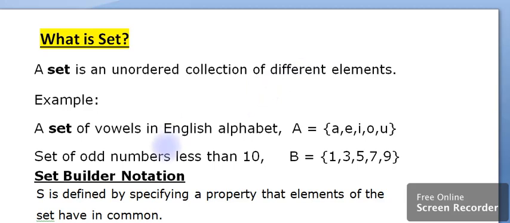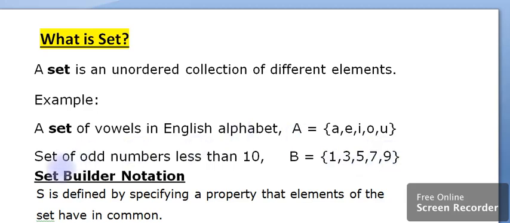So there are two examples here. The first is the set of vowels in the English alphabet, which is given by the set A. So A is opening braces and closing braces, which consists of the vowels A, E, I, O, U. Next is the set of odd numbers with a condition, which are less than 10. So obviously the set B is 1, 3, 5, 7, 9. These are all the odd numbers which are less than 10, right?